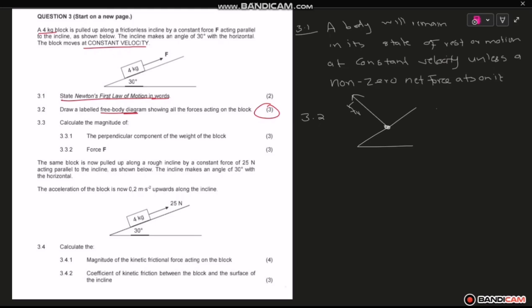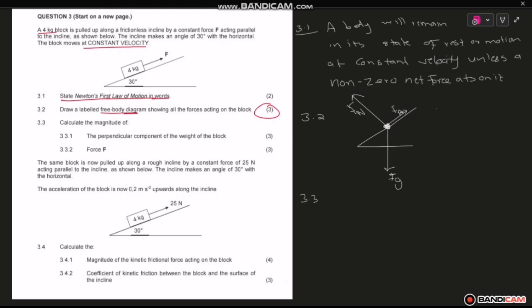This is Fn or N. And what else? Fg, or W, the weight, gravitational force. Then we are given F there, or you can say Fa, up the incline. This is Fa. So this is 3 marks. This is how they mark the free body diagram. Since it's 3 marks, they're going to mark Fn, Fa, and Fg. So all the time, make sure that you show the incline. It will make things easy.